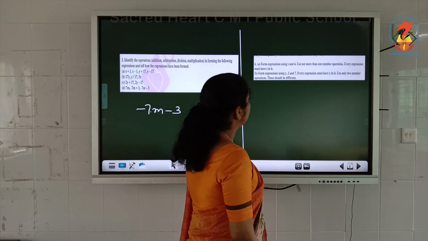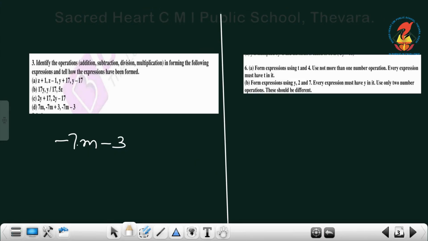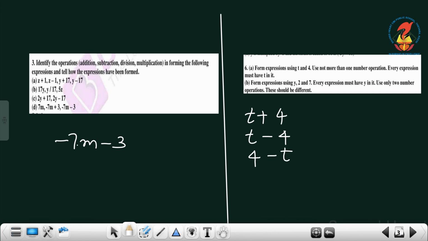Next, sixth question. Form expressions using t and 4. Use not more than one number operation. Every expression must have t in it. You have to form the expressions using t and 4 using the operations. So, what we can write as t plus 4, t minus 4, then 4 minus t. Then next 4 into t. Then 4 divided by t, then t divided by 4.